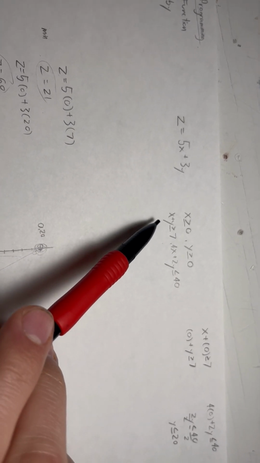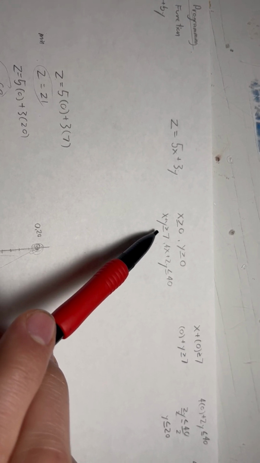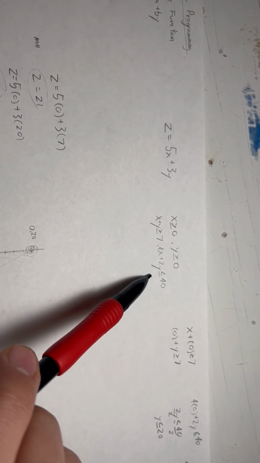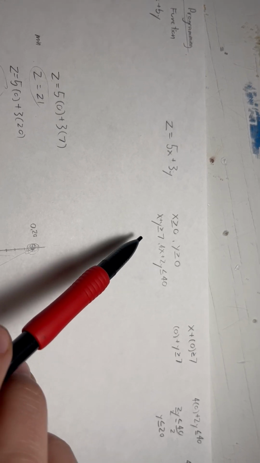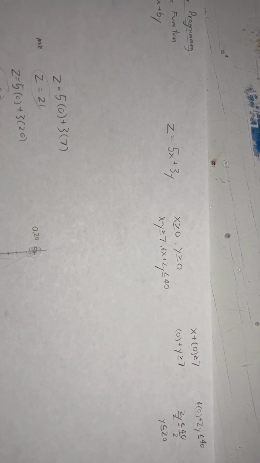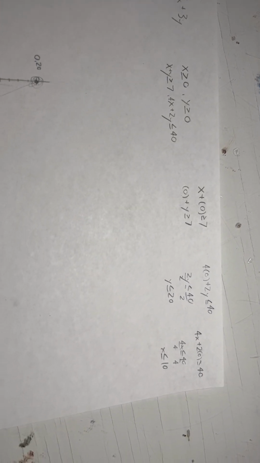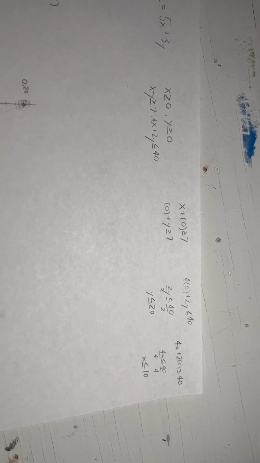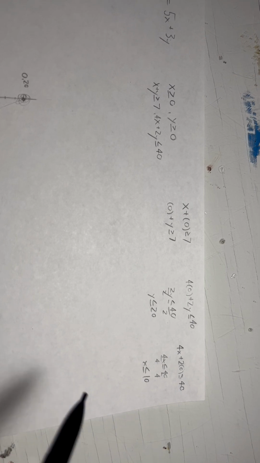Further constraints, x plus y is greater than or equal to 7. 4x plus 2y is less than or equal to 40. First, we have to find the intercepts of these 2 functions, these constraints. We do that by plugging in 0 for x or y, depending on the intercept we're trying to get. We'll connect the dots, kind of, just drawing a line between those 2 intercepts for each function.